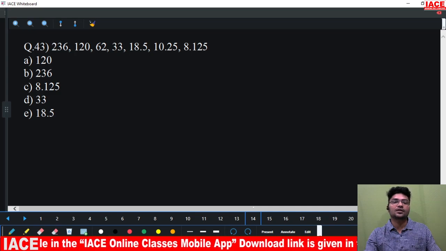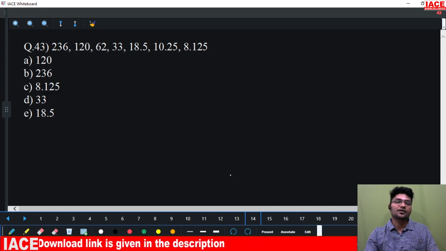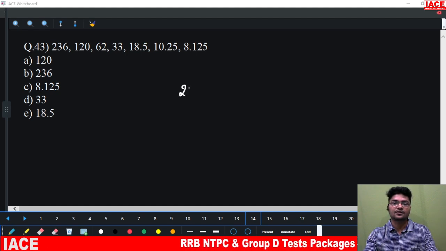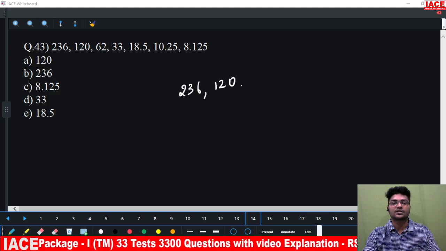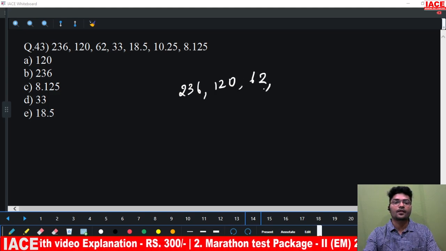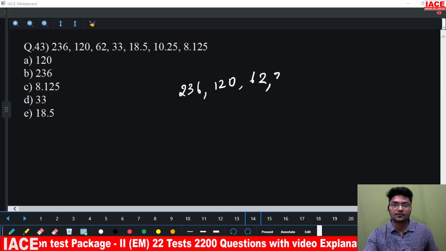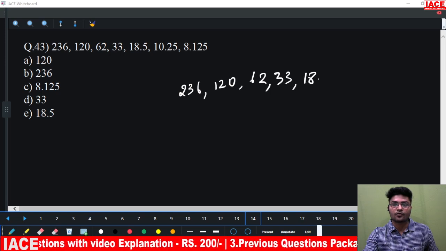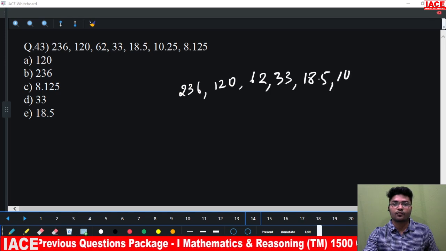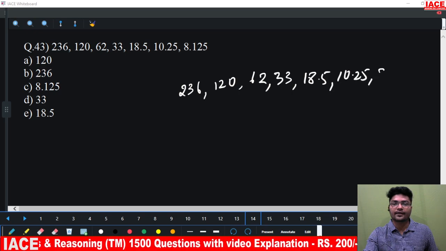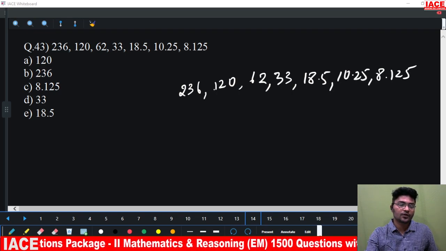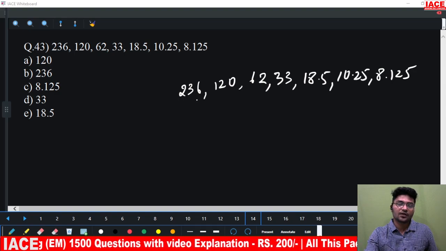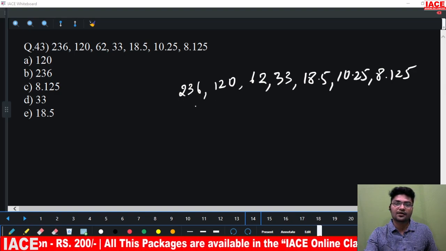Question number 43. Again, I'll write down the numbers first: 236, 120, 62, 33, 18.5, 10.25 and 8.125. If I observe this, there is a division.